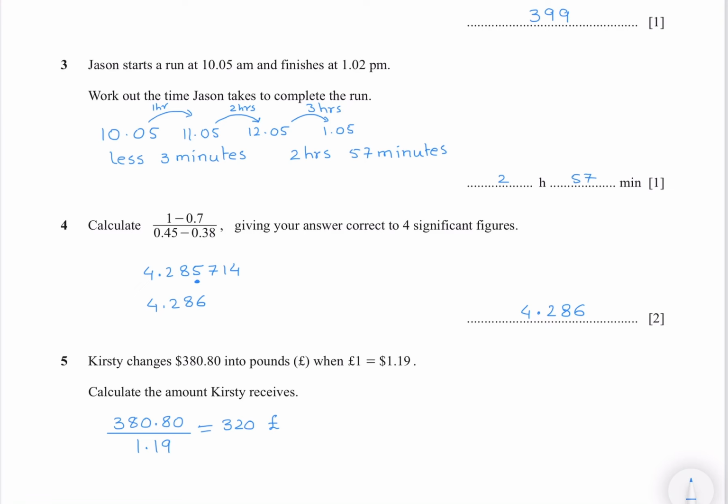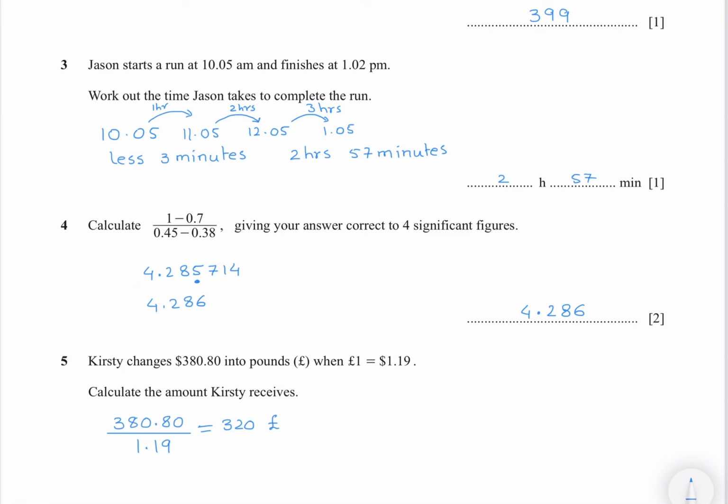11:05, this is 1 hour. From 11:05 to 12:05, this is 2 hours. From 12:05 to 1:05, this is 3 hours. So he finishes at 1:02, so just 3 minutes less. So we can say 2 hours and 57 minutes. So this is your answer.